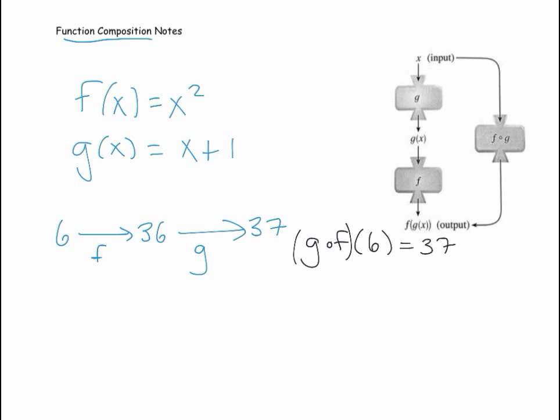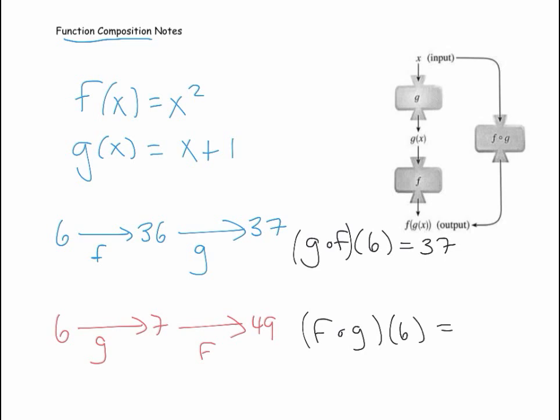Let's try taking 6 and actually first feeding it into g. If you do that, well, g takes numbers and adds 1 to them, so that gives you 7. And then we'll put it into f afterwards. And when you do that, you get 7 squared, which is 49. So here we just found that f of g of 6 is equal to 49.